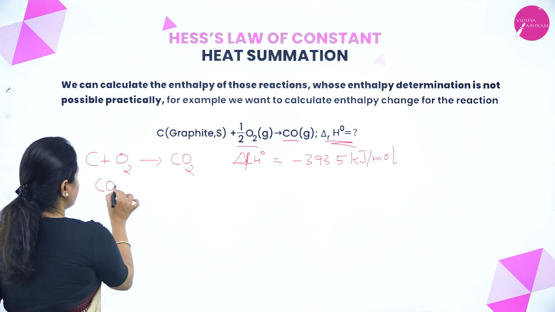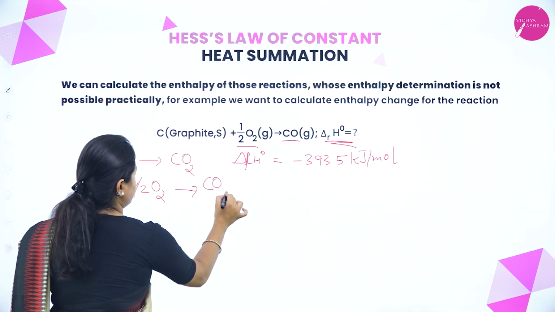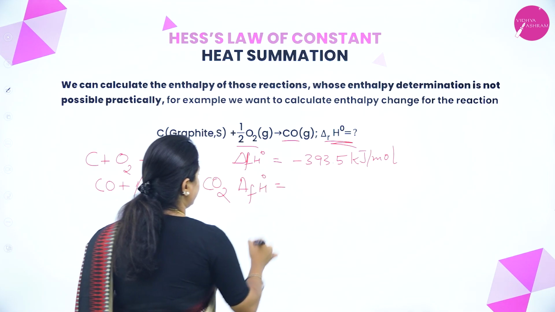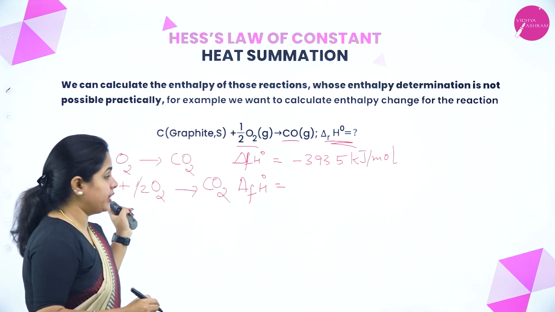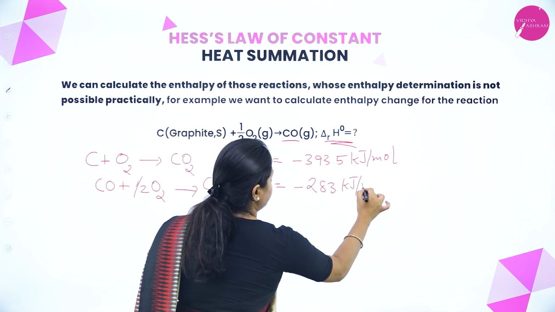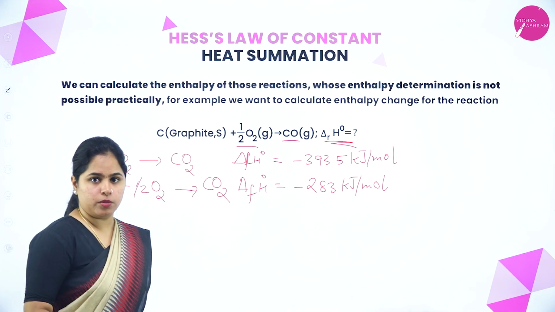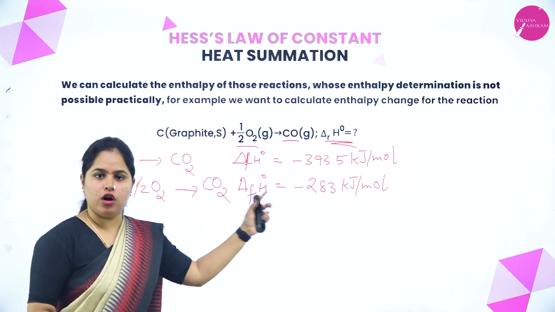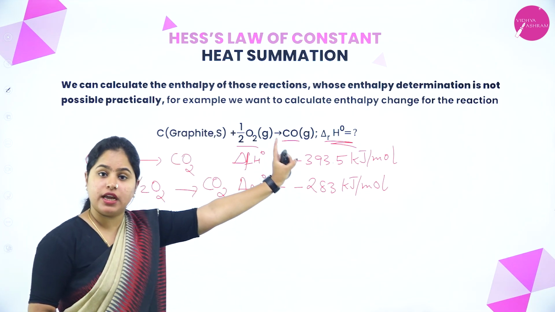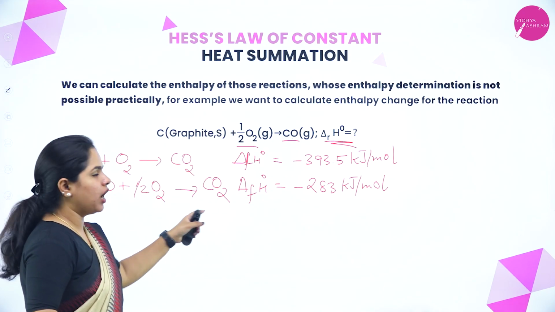Now carbon monoxide can combine with half O2 and form carbon dioxide, and this is another reaction. The enthalpy of this reaction, in which carbon dioxide is formed, is minus 283 kilojoule per mole. So for these two reactions, the enthalpy we already know. In such a case, we have to calculate the enthalpy of reaction of formation of carbon monoxide. Here in the product it is carbon monoxide, but I have carbon dioxide here.